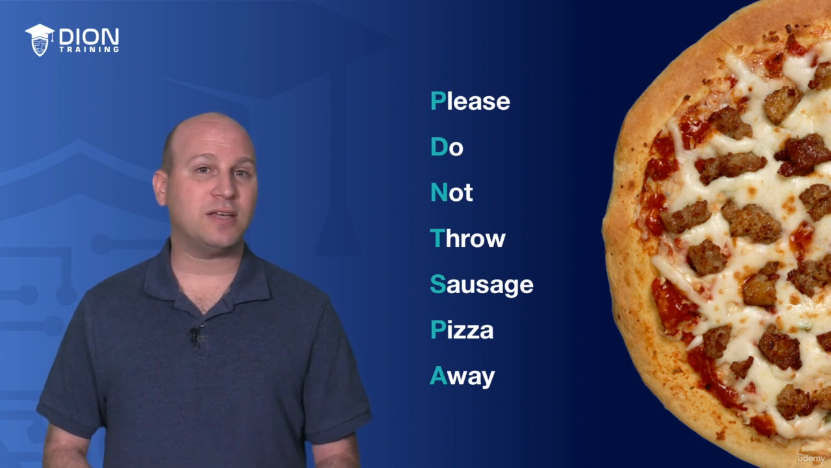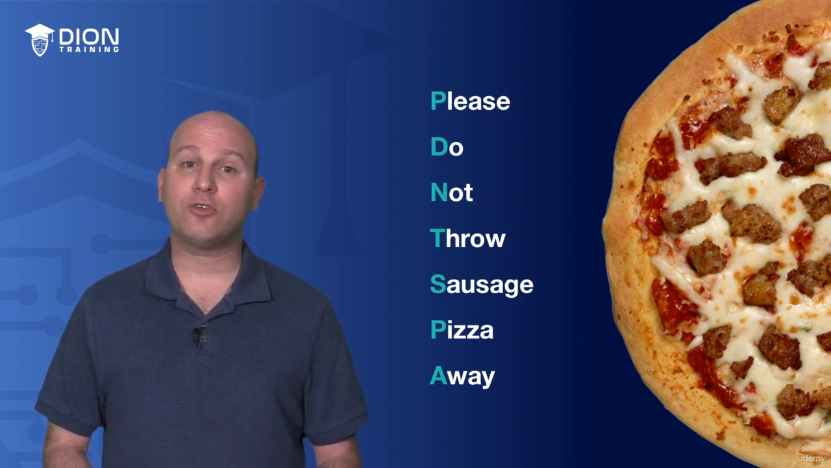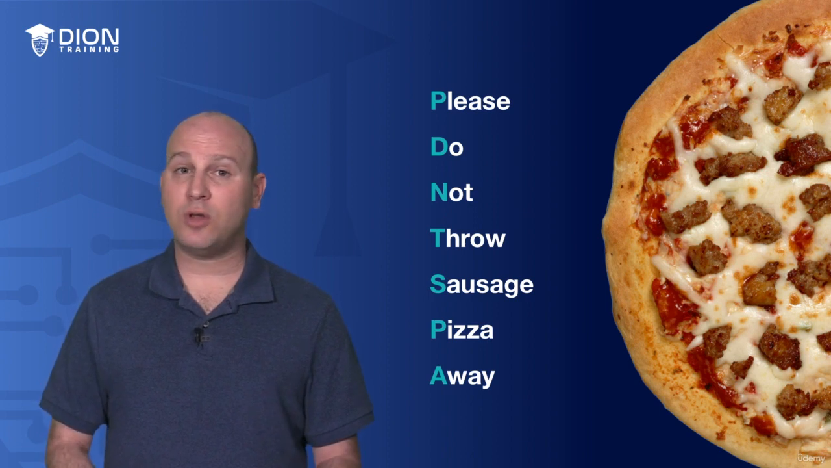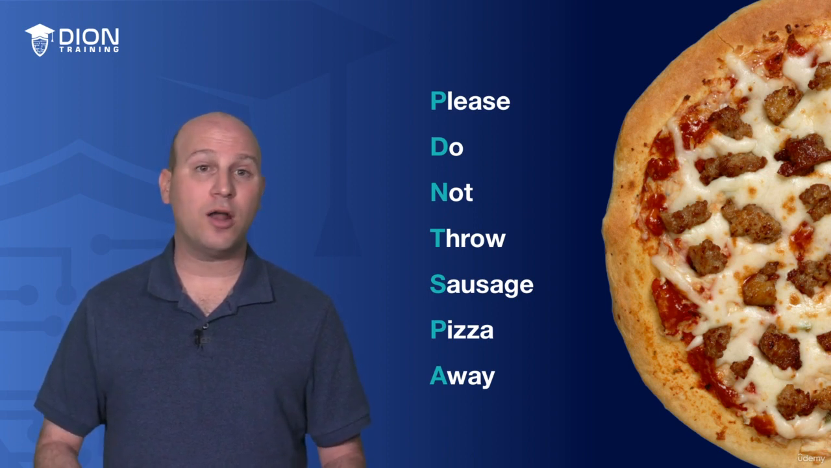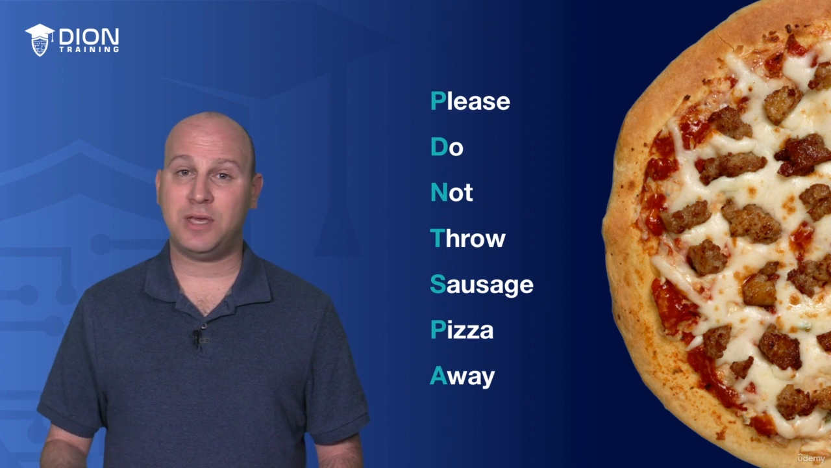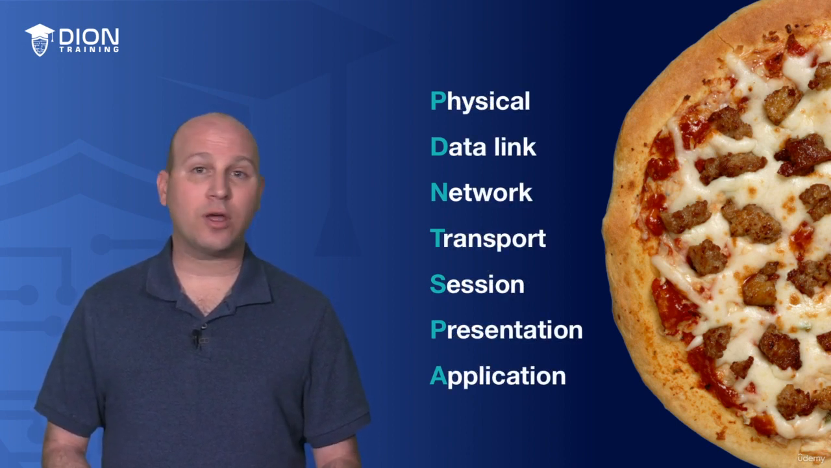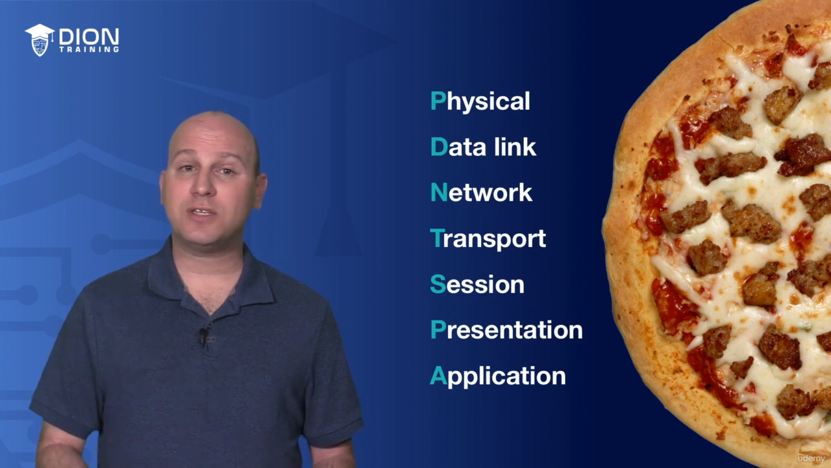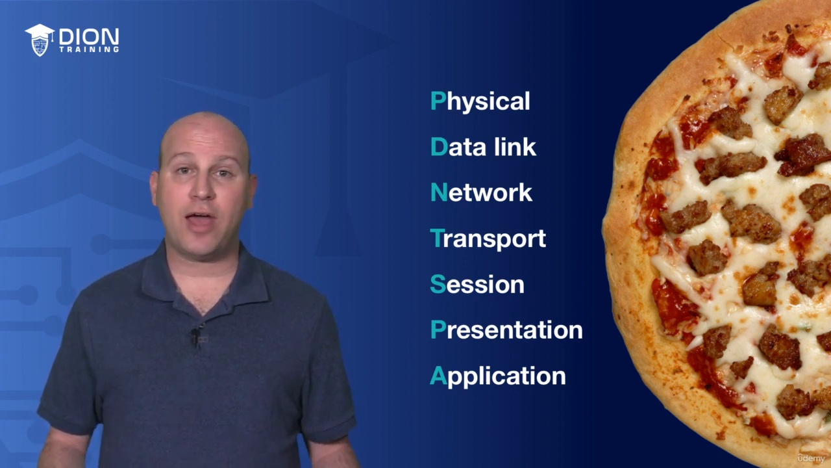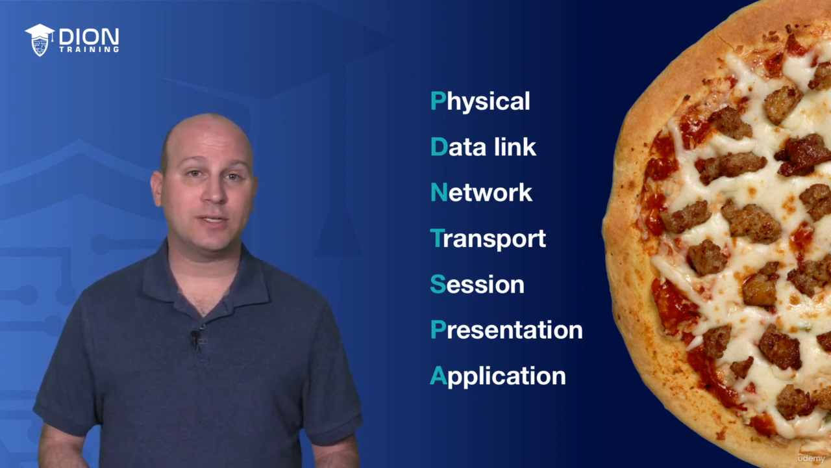Now, by using this sentence, you can remember the 7 layers from bottom to top. Just take the letters from this sentence. Please do not throw sausage pizza away, or PDNTSPA, and replace it with the words physical, data link, network, transport, session, presentation, and application. And there you have it, the 7 layers of the OSI model.